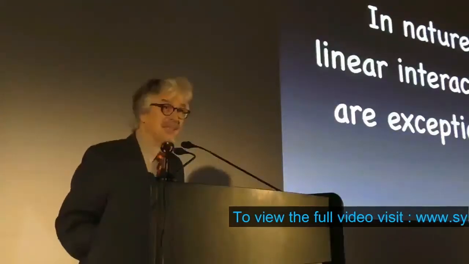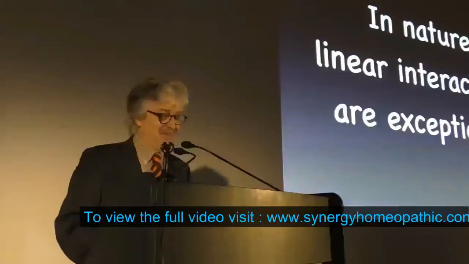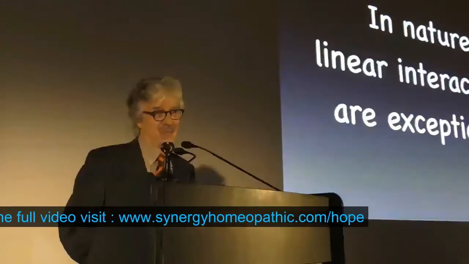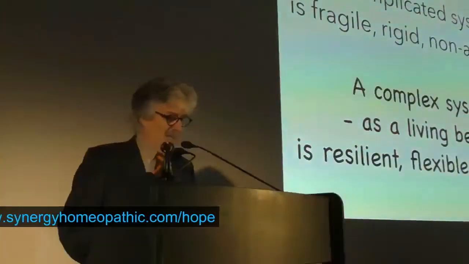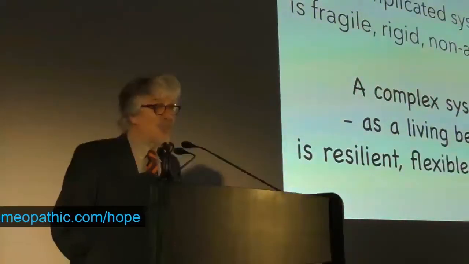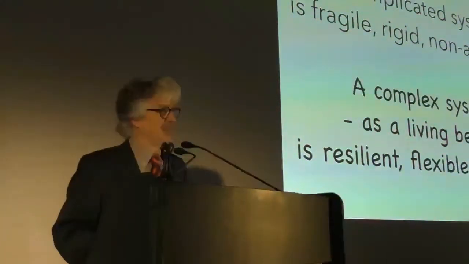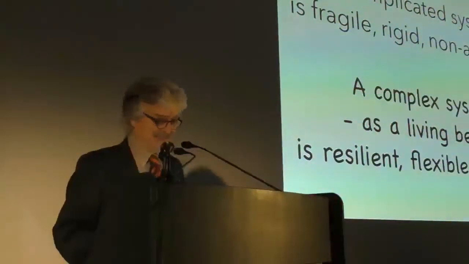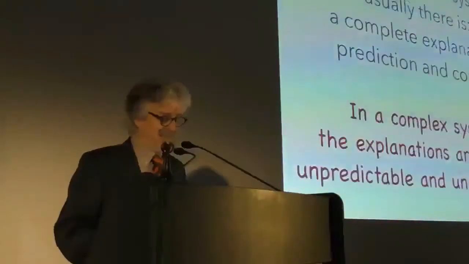The issue is that in nature, in our beautiful Mother Nature, we almost never have linear interaction. These are exceptional issues, mainly in living creatures. So what is typical of a complicated system is the fragility, the rigidity, the lack of adaptation. What is typical of a complex system is that it is resilient, flexible, and adaptive. Otherwise, we could not exist on this planet.